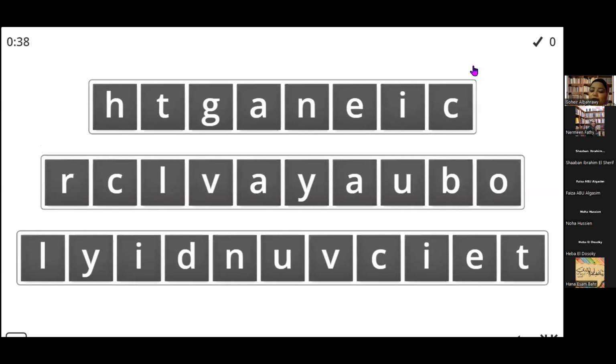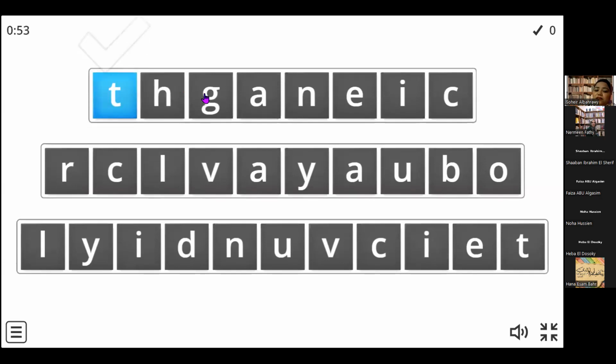Just click on the link and start to rearrange the letters to form words. The letters like the ones on the screen? Just click on the letter and move and arrange them so that they form a word. Please, Ms. Sohair, can you send the link again? Okay.